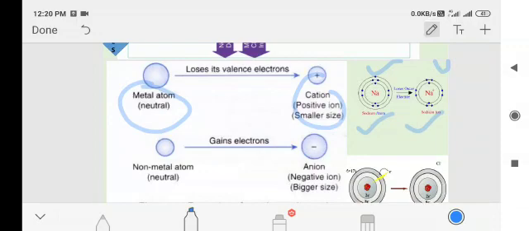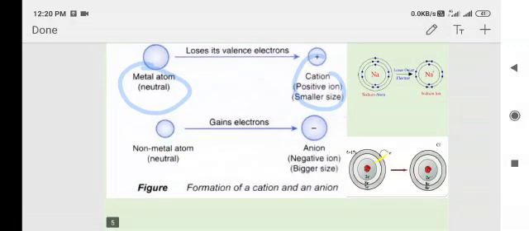The size is smaller. Here it is written: the positive ion, which in chemistry we call a cation, is always smaller than its metallic atom. Because of the loss of electrons, the last shell disappears. As a result, the size of a positive ion, that is a cation, is always smaller than its parent metallic atom.